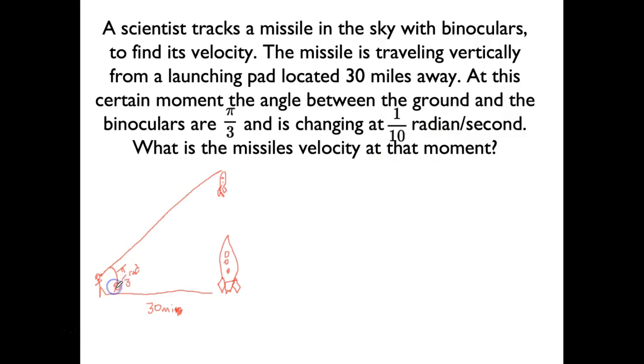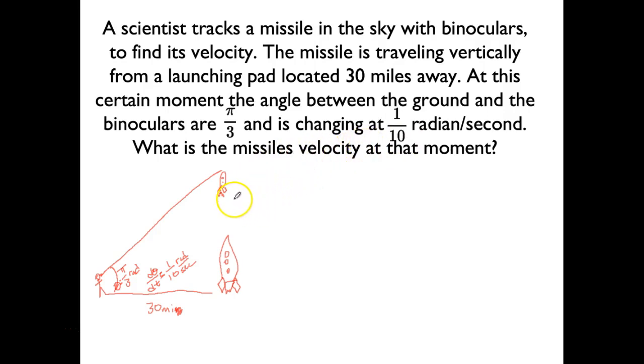Okay, so remember, we track angles by the Greek letter theta, and the change in that angle is going to be d theta over dt. And that's going to be 1 over 10 is what it's telling us, and that is an equal sign right there. 1 over 10 radians per second. Okay, what is the missile's velocity at that moment?